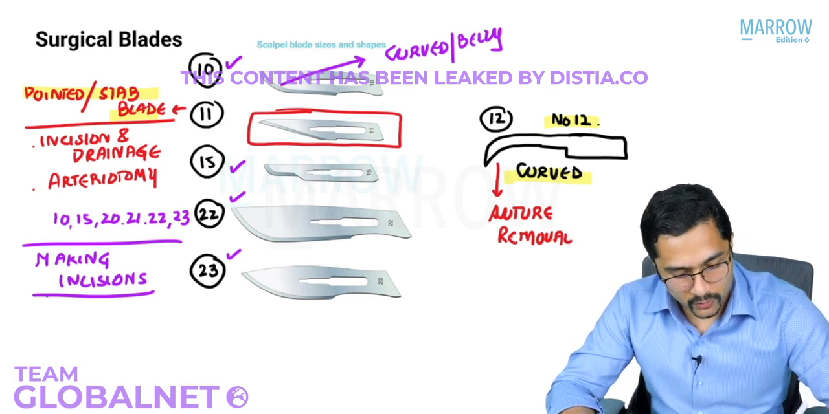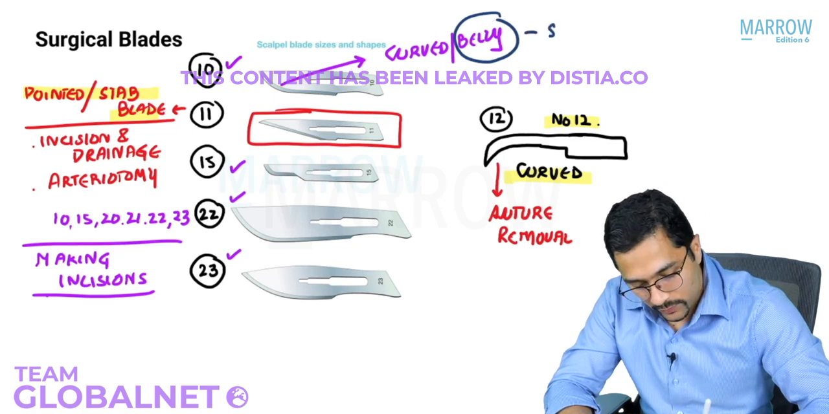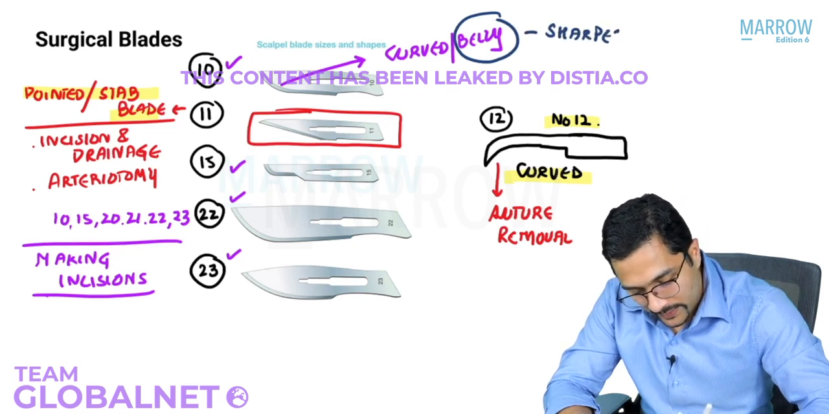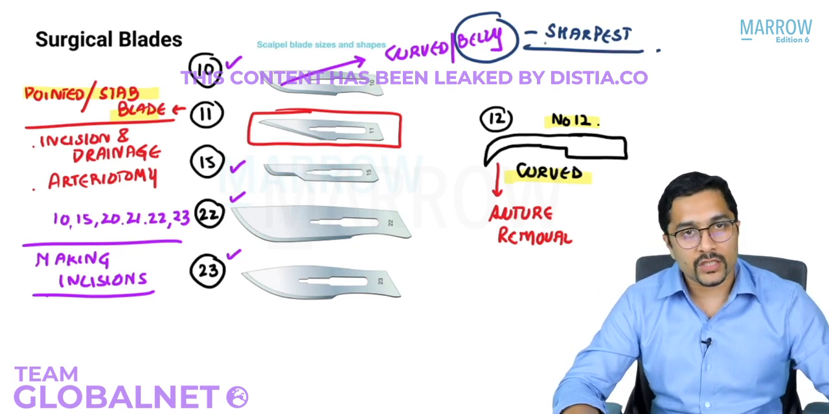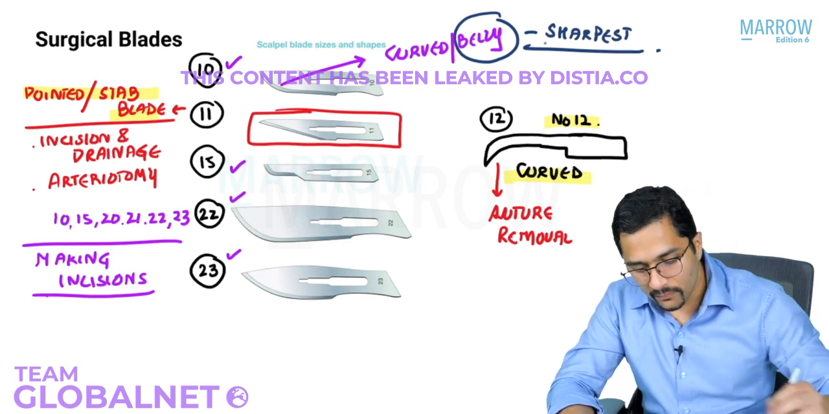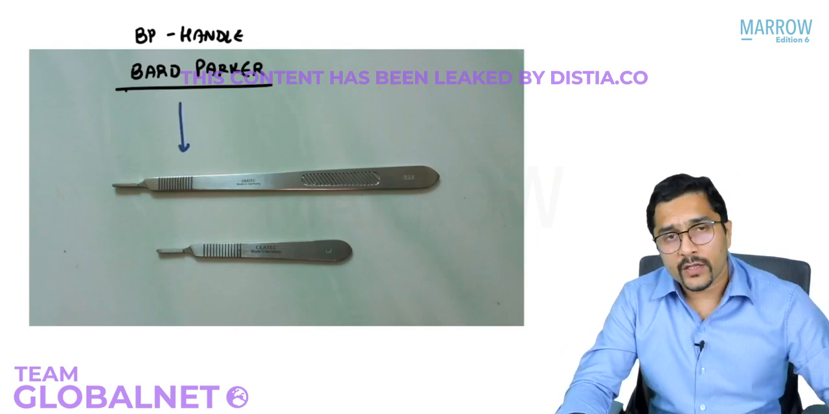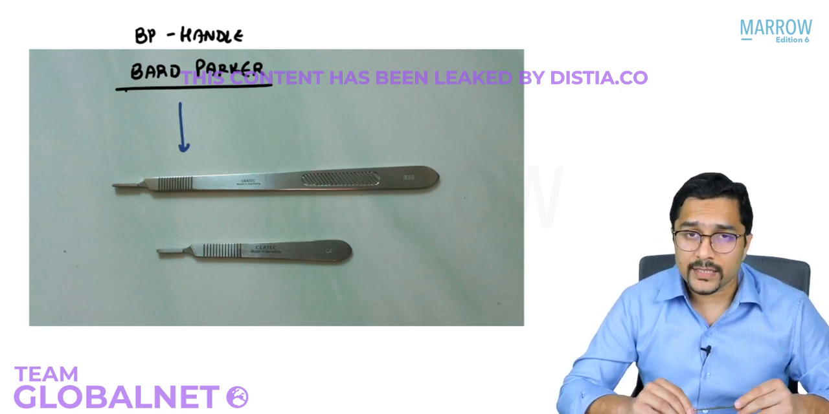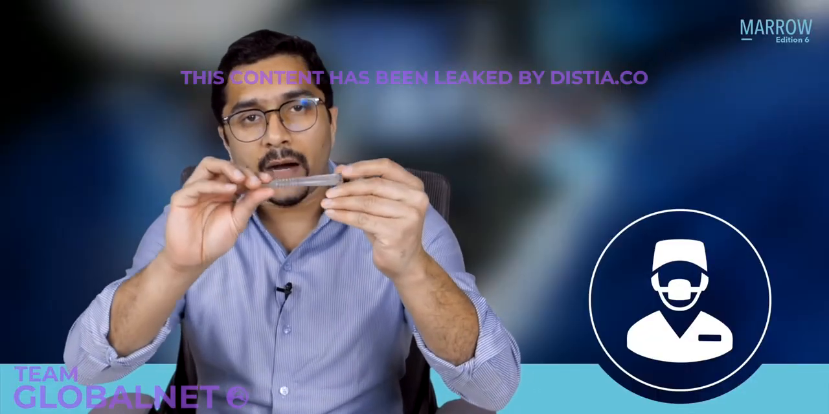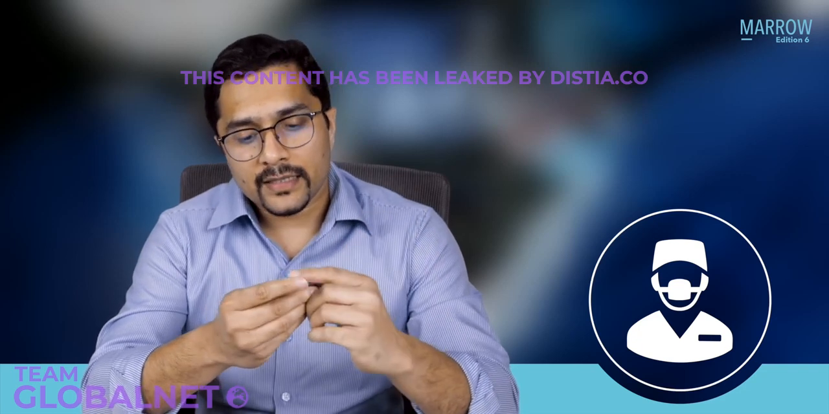And another point which I want you to remember, that the belly of the blade is the sharpest portion of the blade. It is not the tip, it is the belly of the blade which is the sharpest portion of the blade. Now, a blade is always mounted on a BP handle. This is a Bard Parker handle, which is frequently asked in the viva in final years and also sometimes as an MCQ. Now, this you can see is a Bard Parker handle, and we mount the blade on a BP handle, and the correct way to hold this.